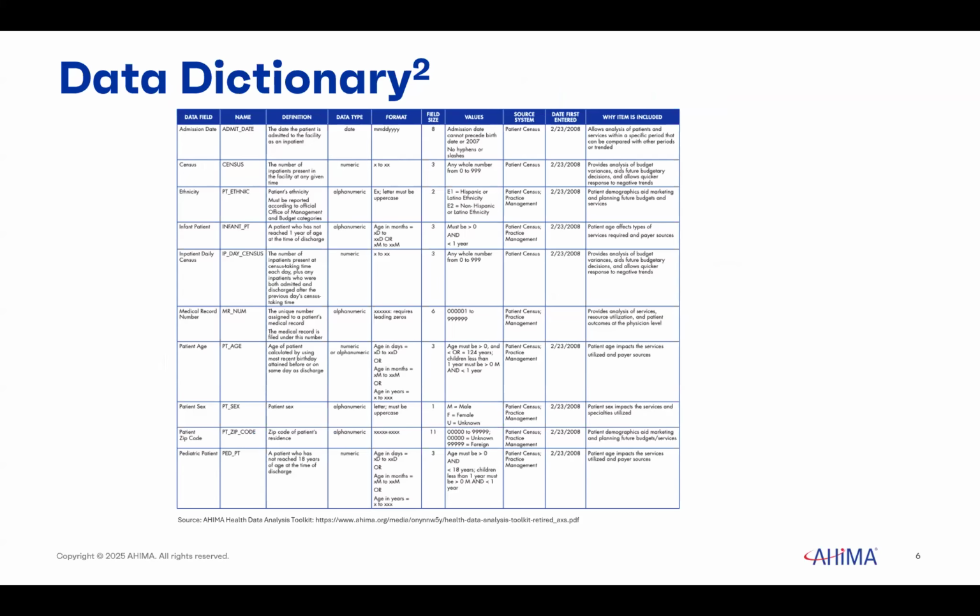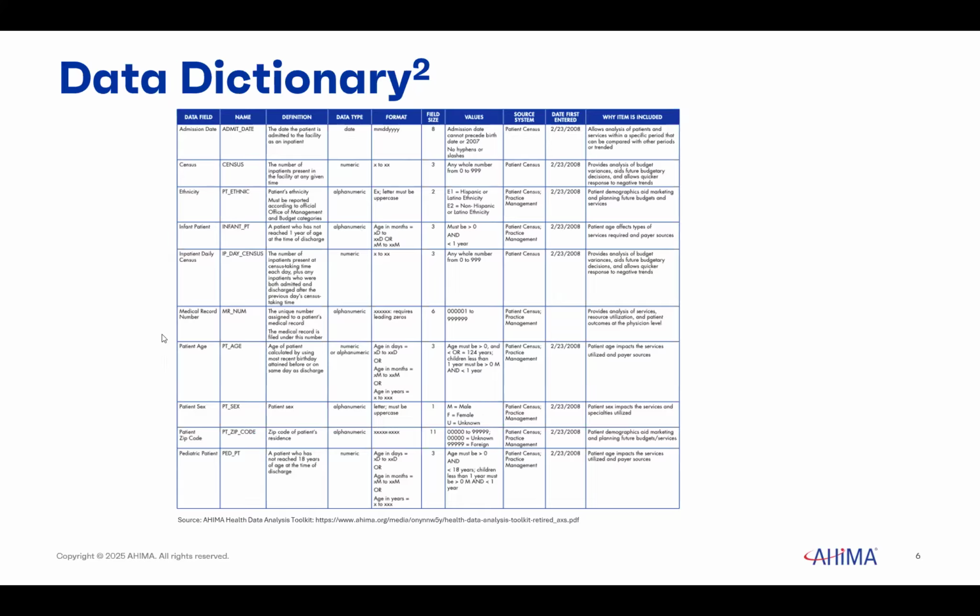We've talked about data dictionaries in HIM 125, and I'm going to talk about them again. You can think of a data dictionary as a roadmap as to how you're going to manage your data. And let's go through this a little bit.